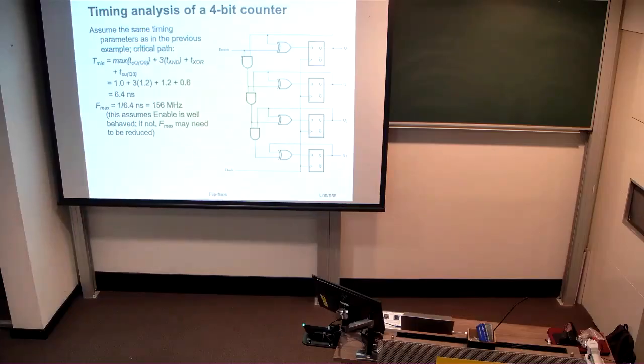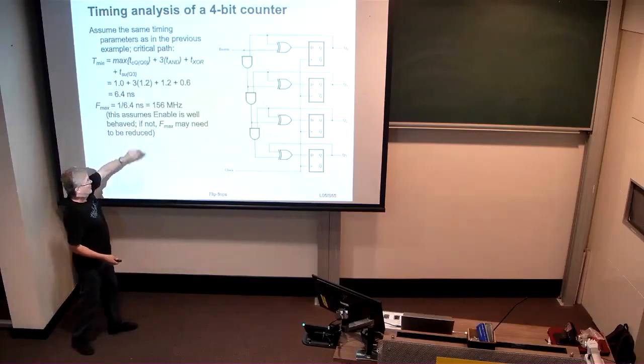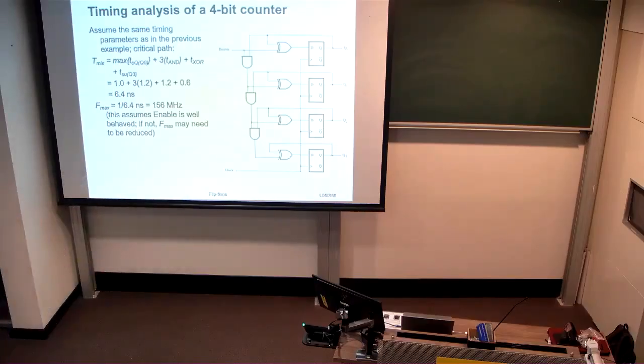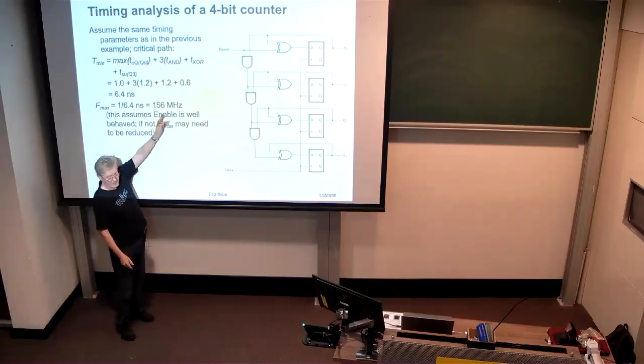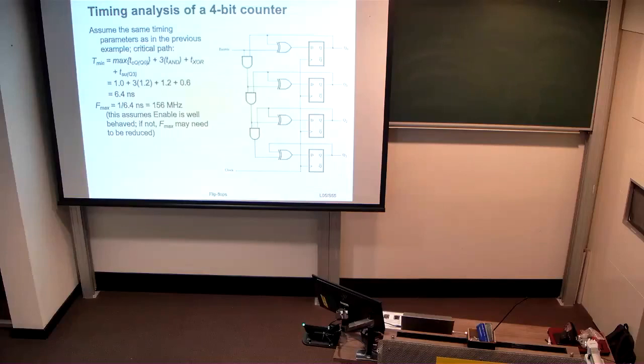In this case, that adds up to 6.4 nanoseconds, and that means we should be able to operate the circuit at a maximum clock frequency of 156 megahertz. In fact, this is probably being a bit too precise. Since these numbers all have only 2 significant digits, we probably should say any faster than 150 is possibly going to be problematic, right?